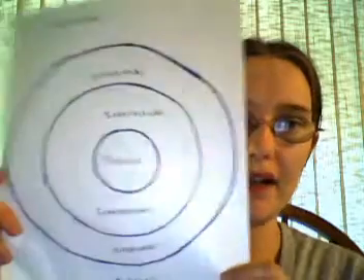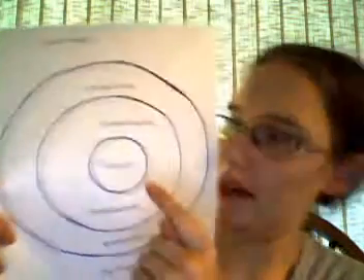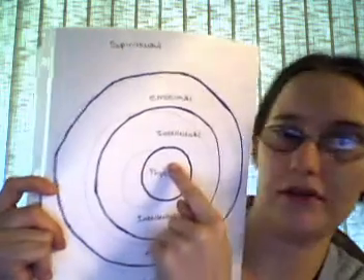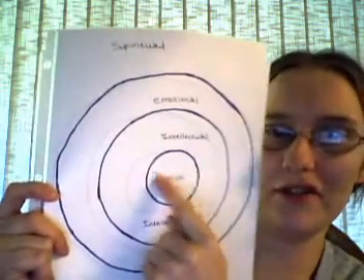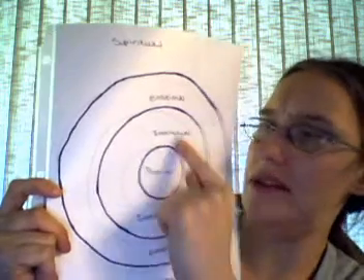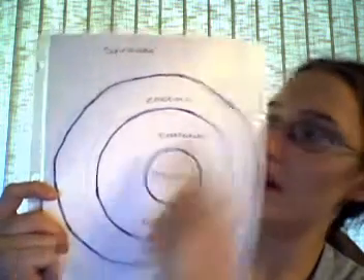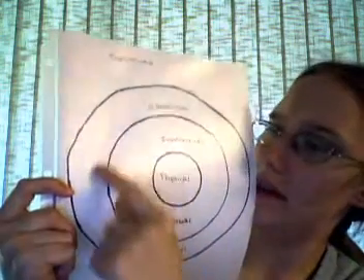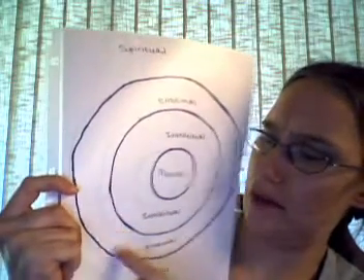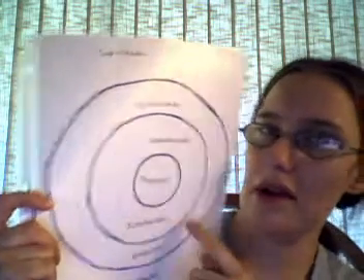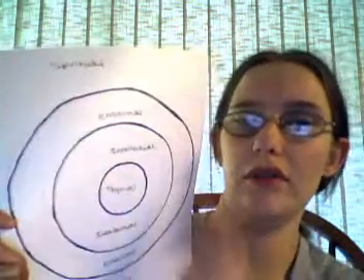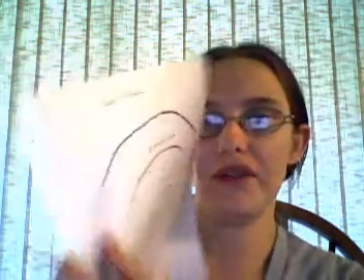But this layout, the inner circle here represents the physical. This one is the intellectual. This one is the emotional right here. It's the outer ring. And outside of that is the spiritual realm. So that's what it looks like.